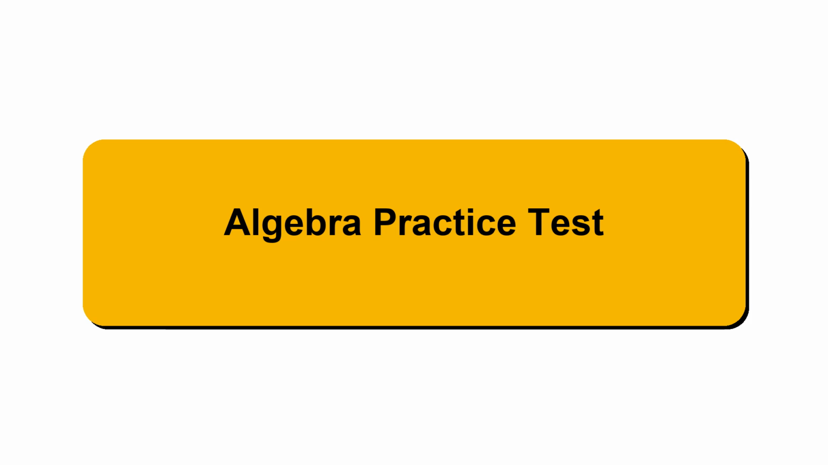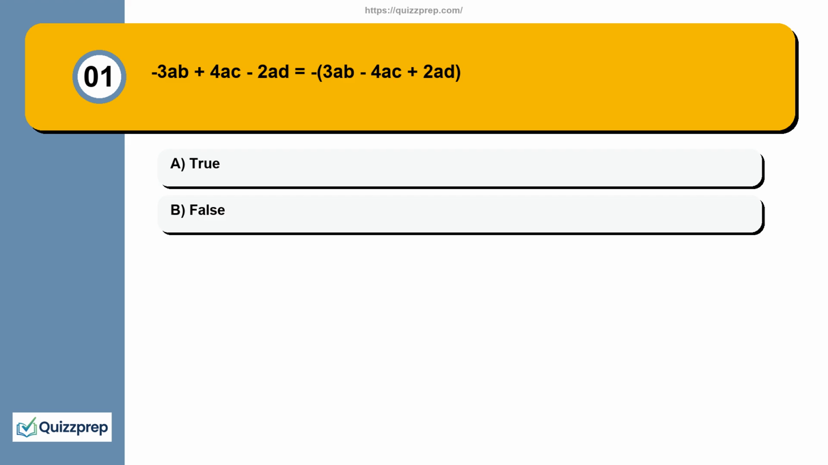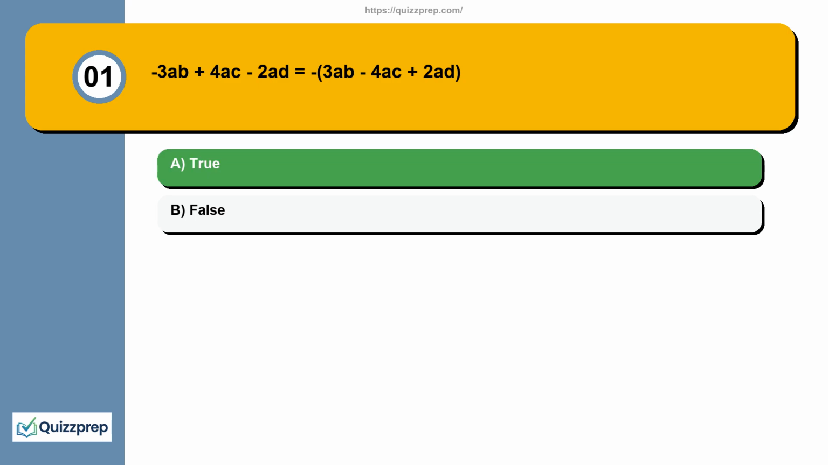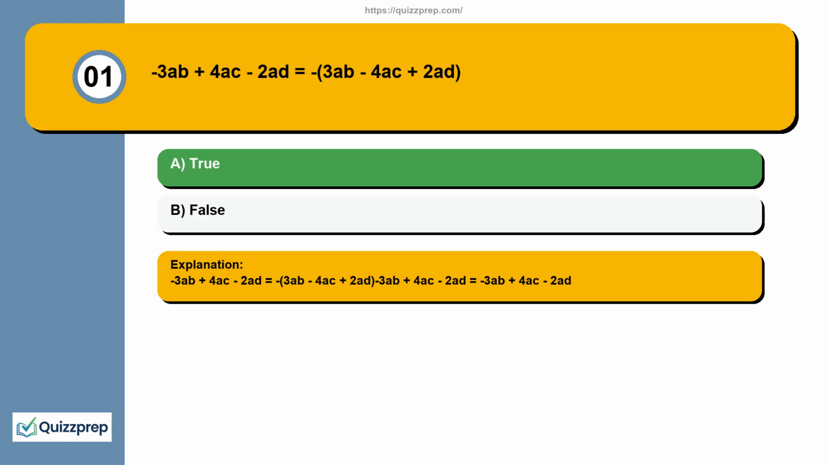Algebra practice test. Question 1. Negative 3ab plus 4ac minus 2ad equals negative 3ab minus 4ac plus 2ad. True or false? Negative 3ab plus 4ac minus 2ad equals negative 3ab minus 4ac plus 2ad. Negative 3ab plus 4ac minus 2ad equals negative 3ab plus 4ac minus 2ad.